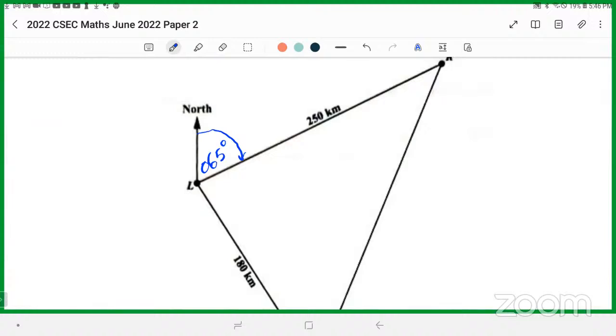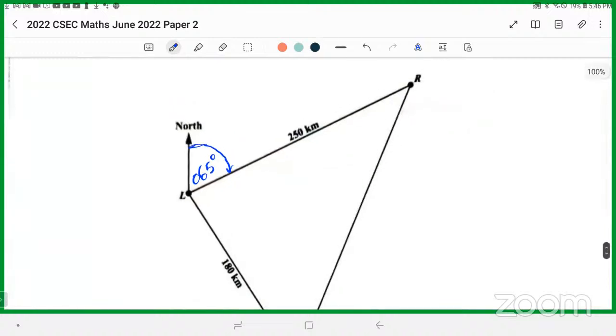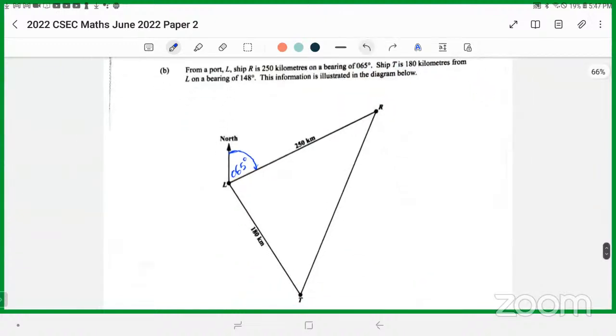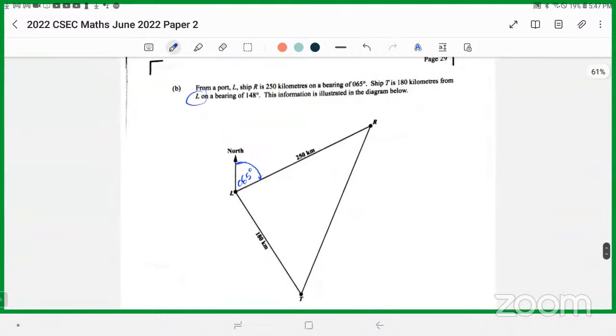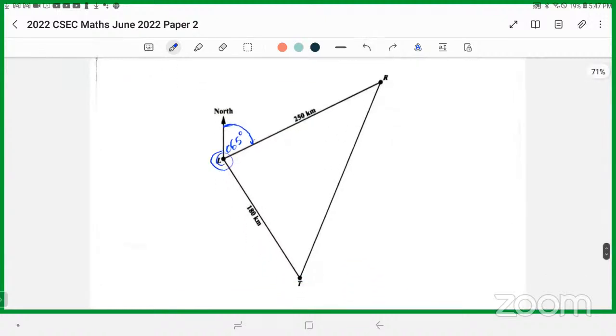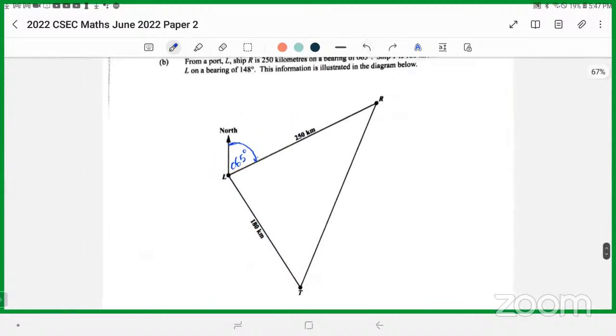All right. And then they're telling us that T now is 180 kilometers. See T down here? It is 180 kilometers from the same L. See, it's from the same L. It shows the distance here. But this time it's on a bearing of 148 degrees. So they're basically saying that from here to here, the bearing is 148 degrees. Let's put that one in red now. So from here to down here, the bearing is 148 degrees.